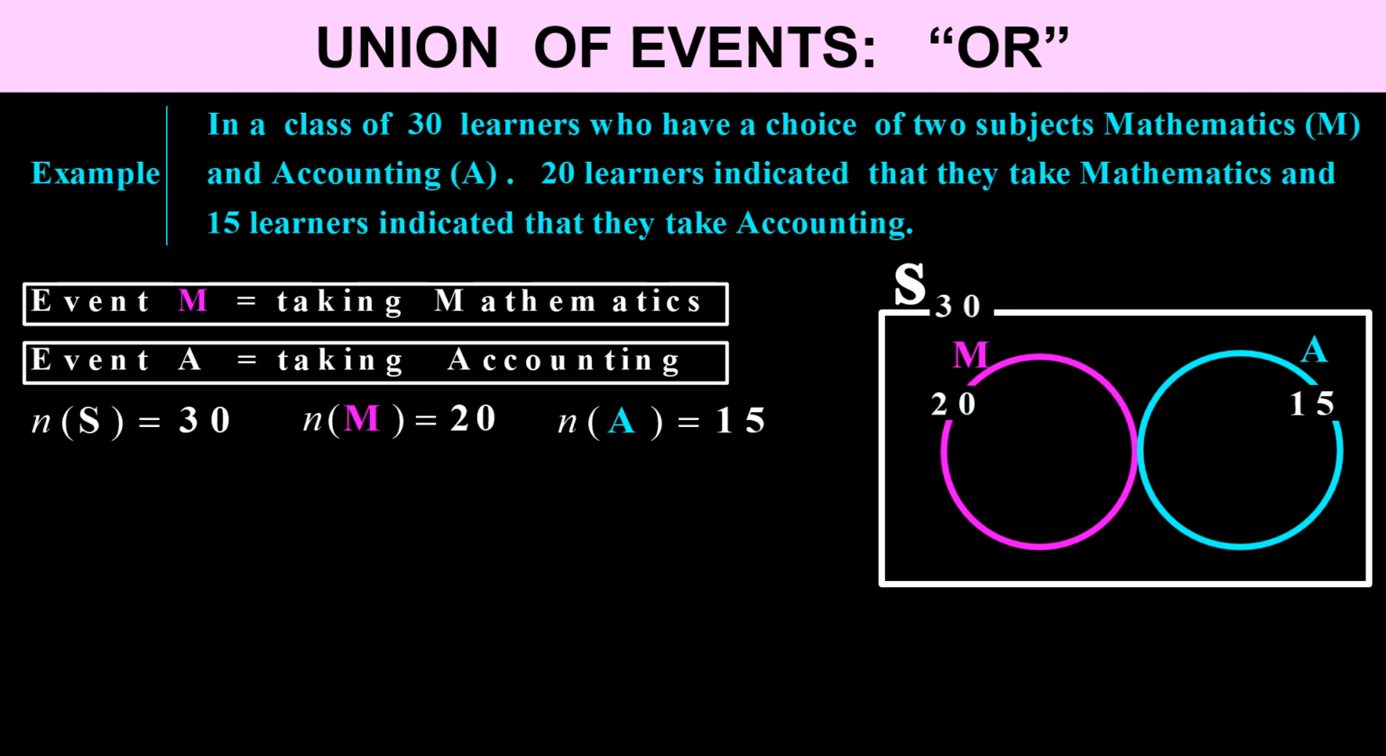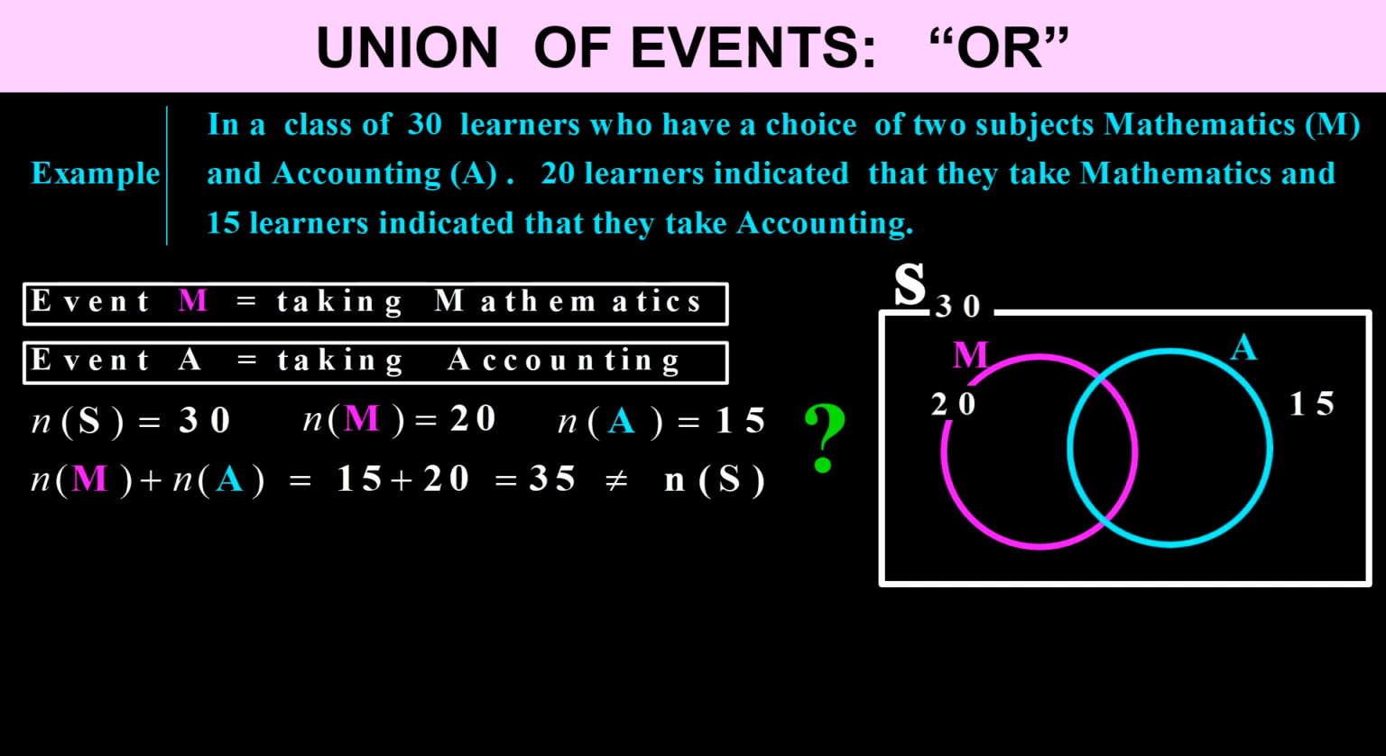But what do we notice about the mathematics and accounting? If I find the sum, we see that it gives us a sum of 35, which is a lot more than the class size of 30. So how do we explain this? That's correct. There are some learners who take mathematics as well as accounting. So in other words, there is an overlap. In other words, we have the 2 circles, they need to overlap.